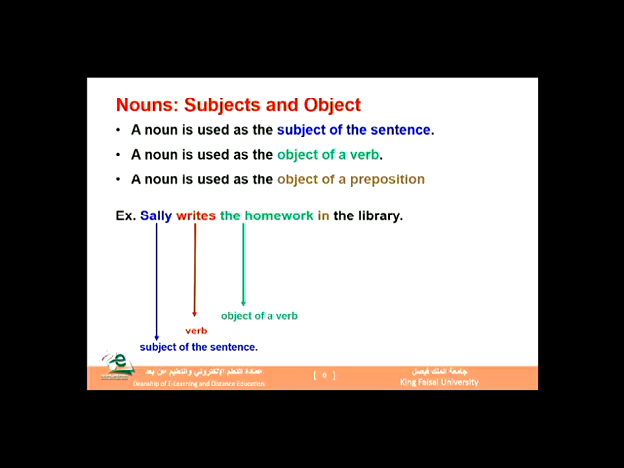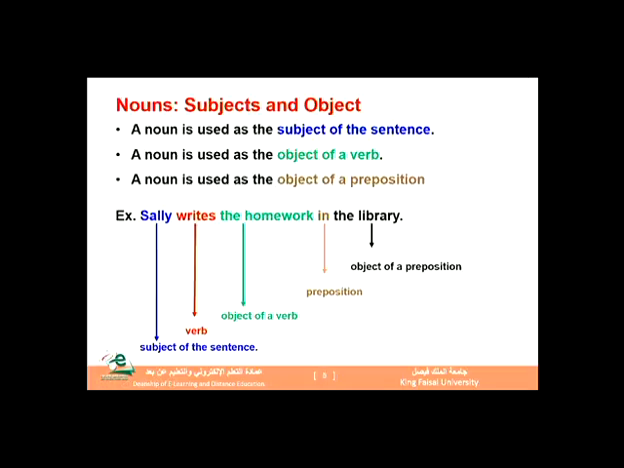Now, what about in the library? Clearly, in is a preposition. So in is functioning as the preposition in the sentence. Now, what about the word library? The library is not an object of the verb. It is an object, but it is not an object of the verb. It is an object of the preposition.